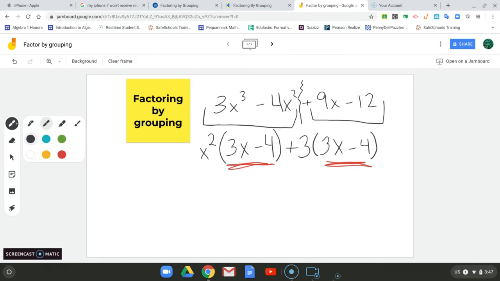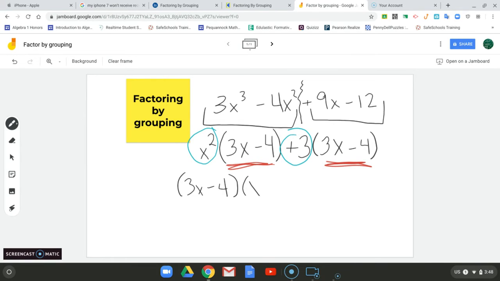So then we're going to write what our two factors would be. And remember, the parentheses are going to be one of your factors. So that 3x minus 4 is going to be one of your two factors. And then whatever is not in the parentheses, in this case this x squared and this positive 3, that's what's going to go in your other parenthesis. So our other factor is going to be x squared plus 3.